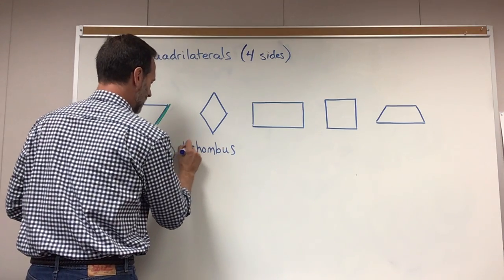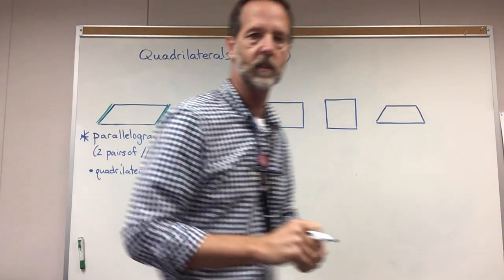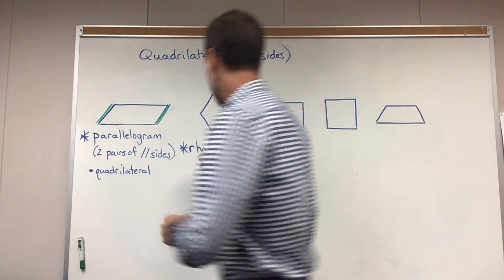And that will be the best name for that one. It is called a rhombus. Four equal sides. And I'm going to put that underneath.